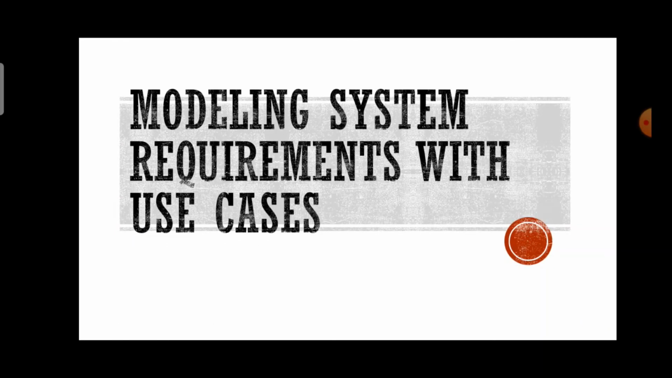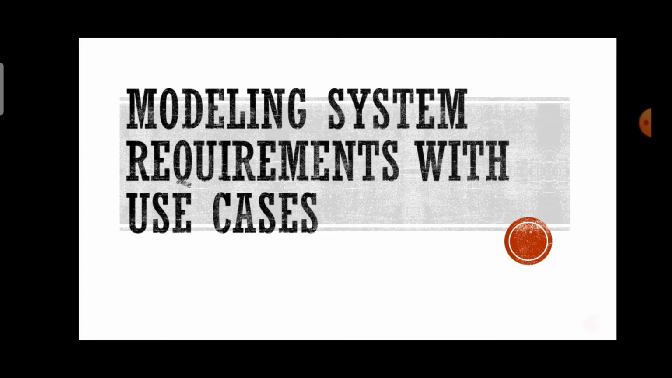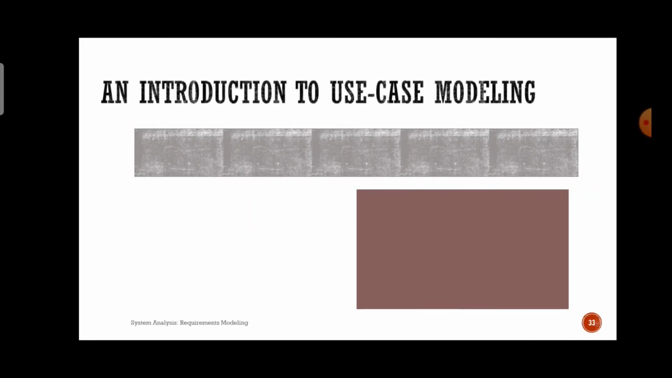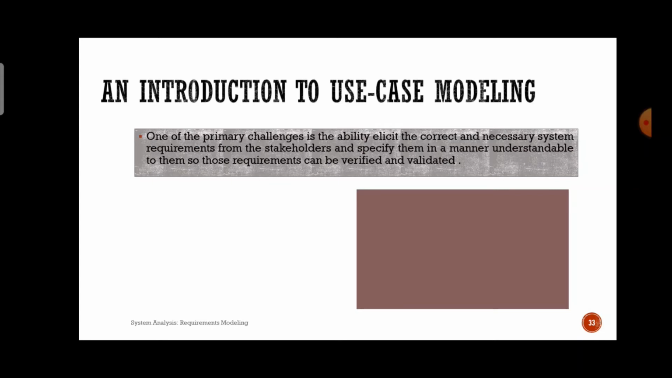So next is modeling system requirements with use case. An introduction to use case modeling. One of the primary challenges is the ability to elicit the correct and necessary system requirements from the stakeholders and specify them in a manner understandable to them so those requirements can be verified and validated.